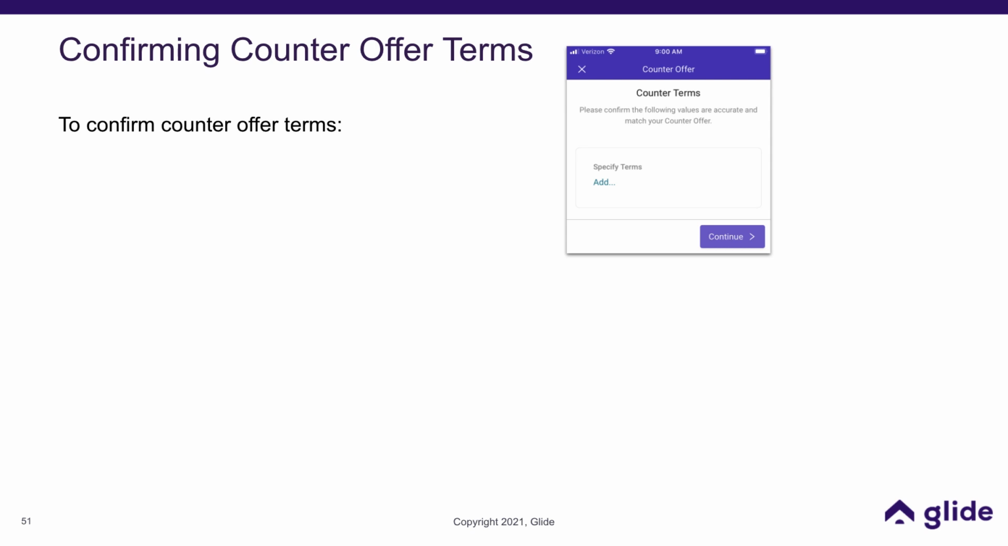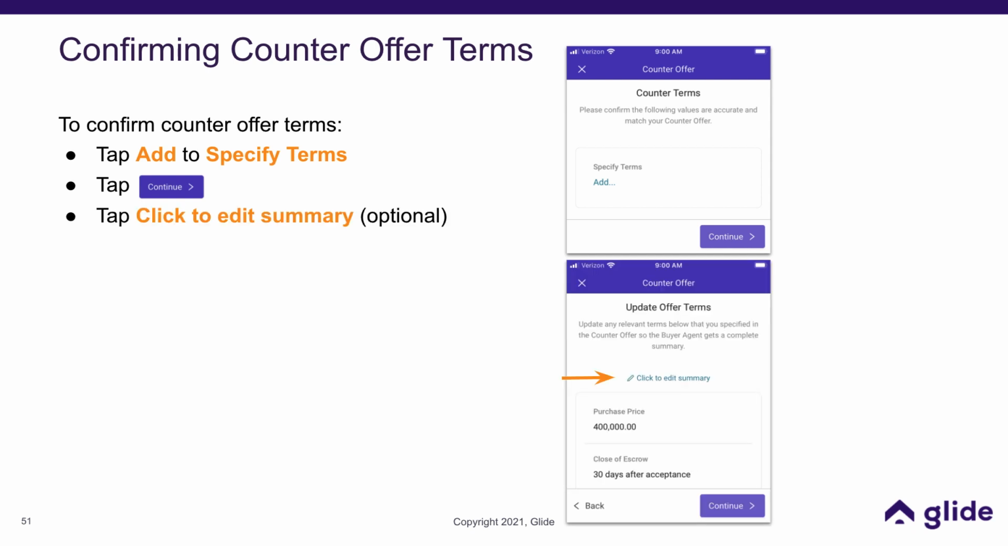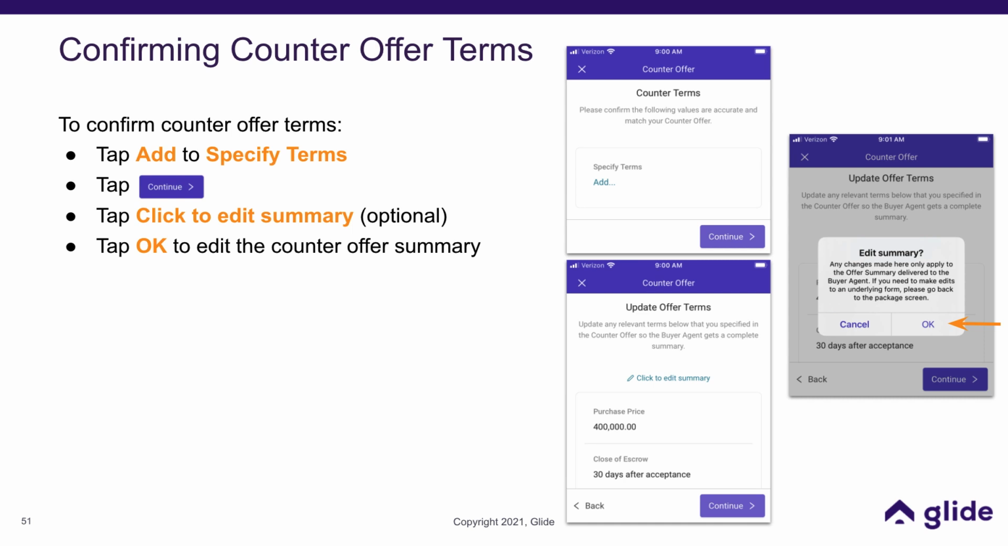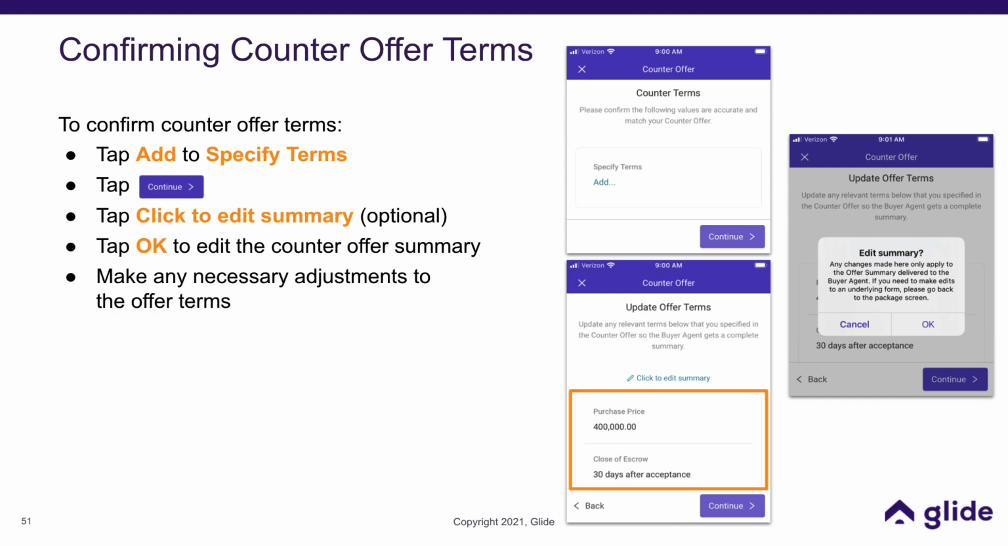To confirm the counteroffer terms before submitting the counteroffer, first tap Add to specify the counter terms. Then tap Continue. Optionally, you can tap Click to edit summary, then tap OK to be able to make any necessary adjustments to the offer terms. Once all of the information has been added, tap Continue.